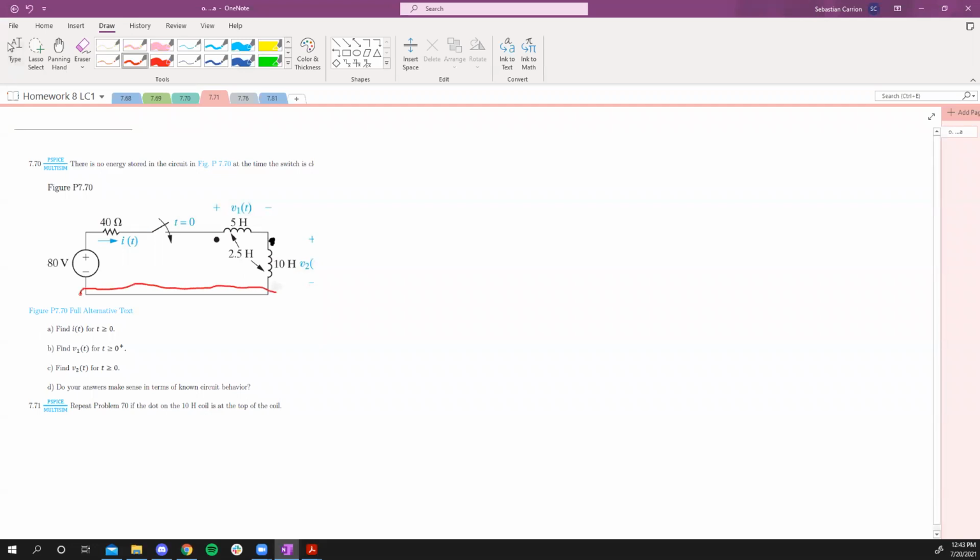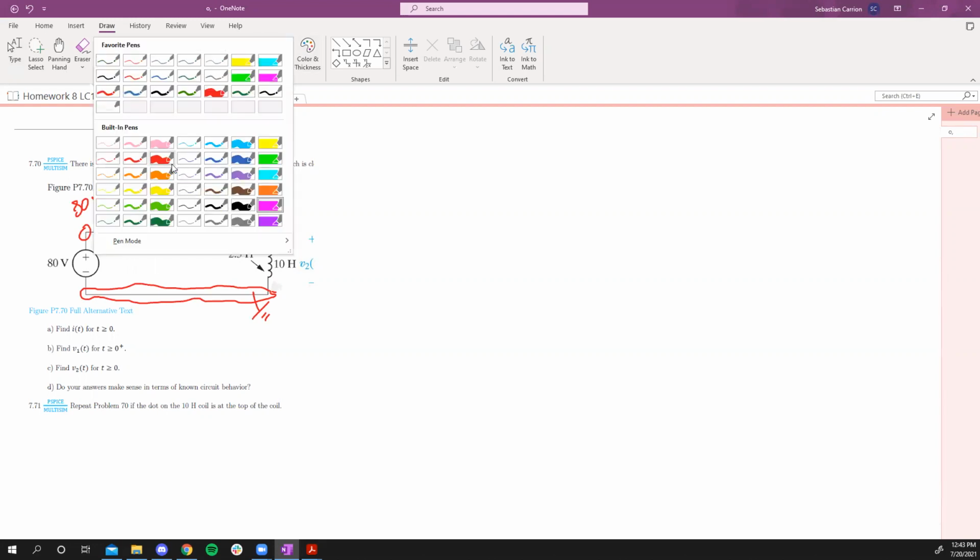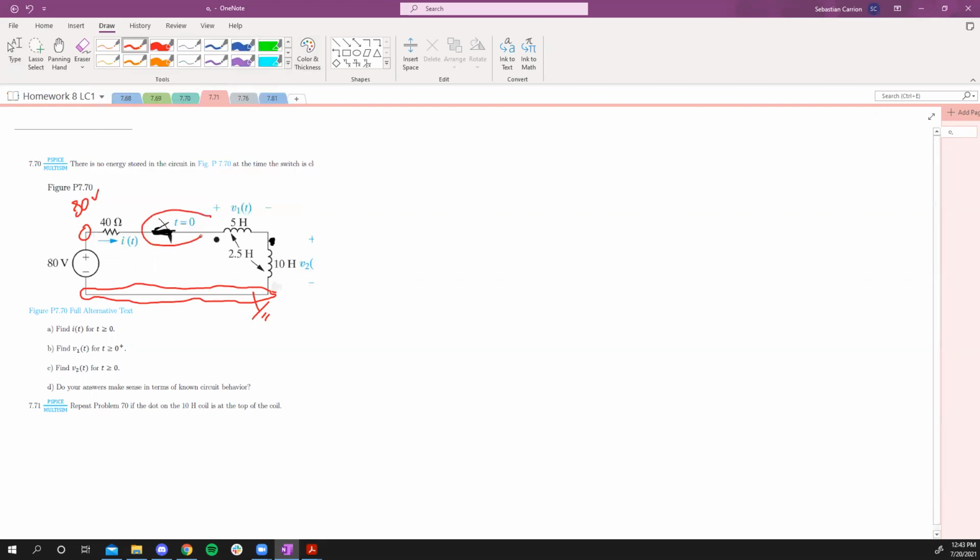We first start with our ground node. This is 80 volts. We assume this is a short circuit, the switch is turned on. This is going to be our VT, V2T, and then we do our EFC, equation for components.